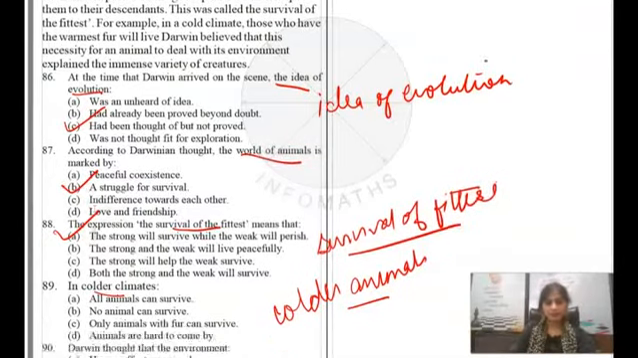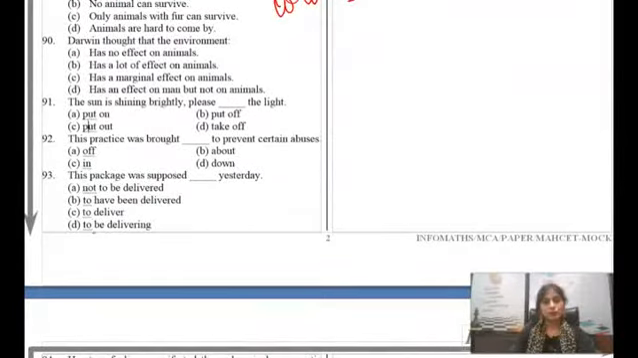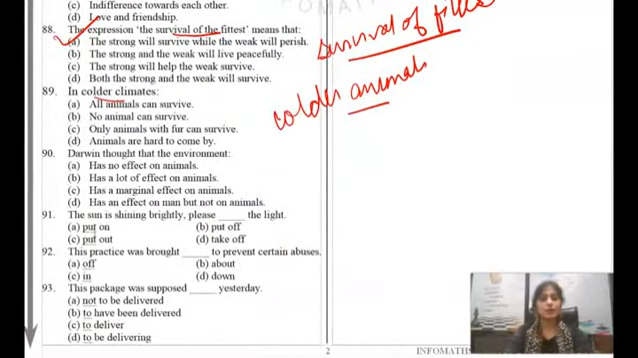In colder climates, so the next question comes here. In colder climates, all the animals can survive, not only animals which have fur. So again, dear students, as we have seen, this is a direct question. Only the animals having fur can survive, not all. Darwin thought that the environment had a lot of effect on animals, or had no effect on animals. Darwin thought that the environment had a lot of effect on animals. Yes, B.